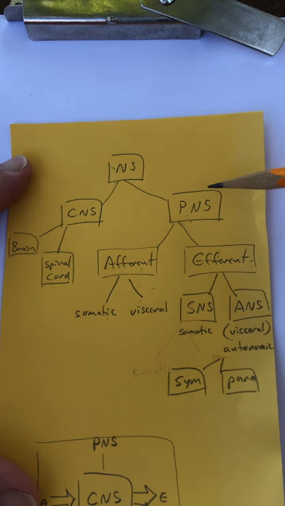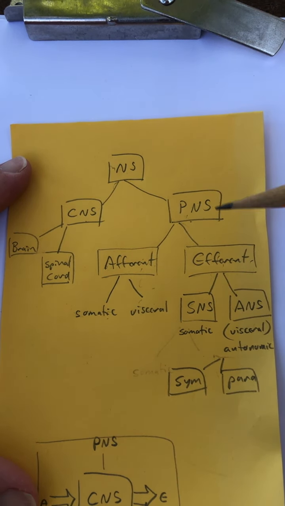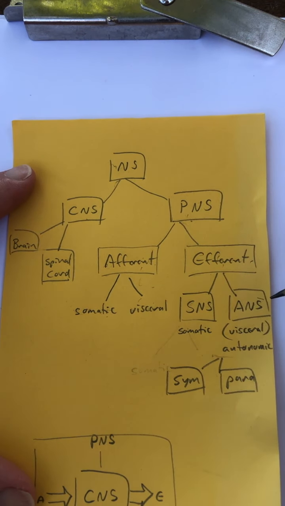Next thing right here, if we talk about the peripheral nervous system, it can be divided into the afferent and the efferent. The efferent refers to signals that are leaving the brain, the spinal cord, and going out to the body. The efferent nervous system, again, can be called the motor or the output. Now, it's divided into the somatic nervous system and the autonomic nervous system. You notice the similarity right here.